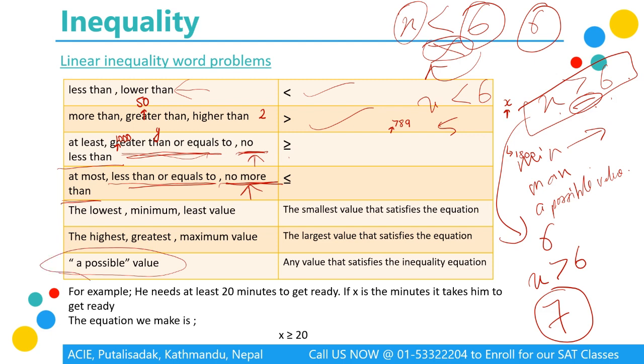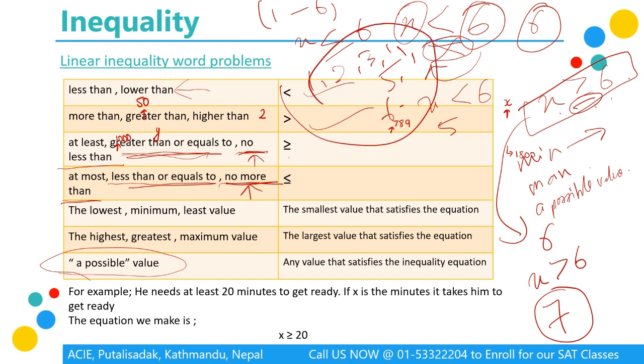Similarly, we have a possible value as well. That means that if the range of values of x is between 1 to 6 and x is less than or equal to 6, then the value of x can be 1, 2, 3, 4, 5 or 6. So any value in between can be the answer, and we can use any value that we want. Now, an example has been given over here.